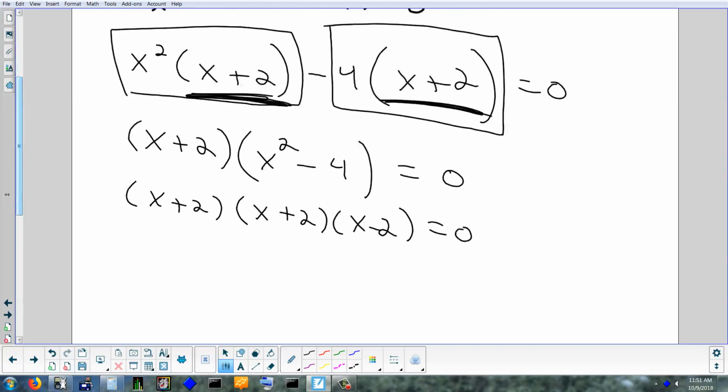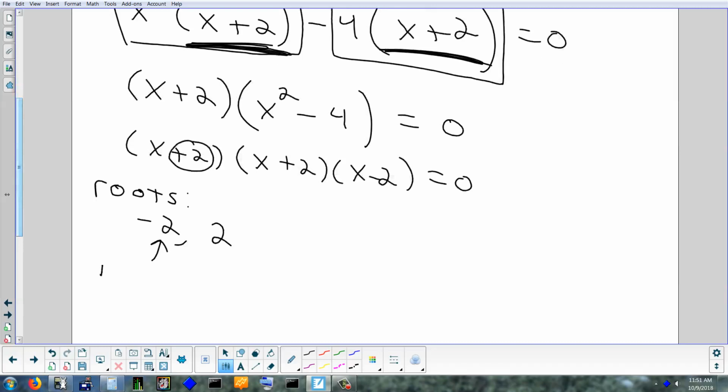So now, this is kind of the reverse of the last problem. I'm telling you the factors. Can somebody tell me what the roots are? Yep. Negative 2. The opposite of that number. So negative 2. Yep. Negative 2 again, and 2. This is what we call a repeated root.